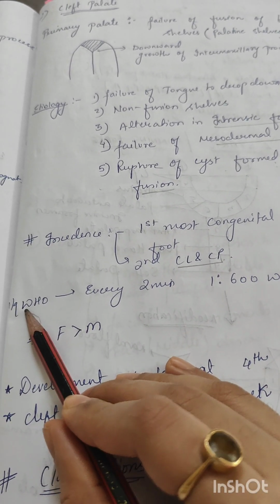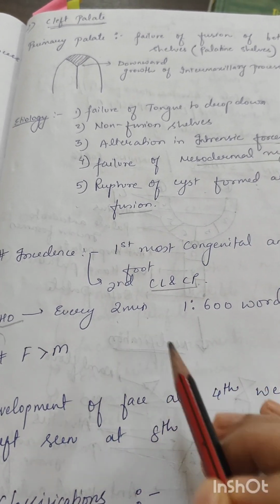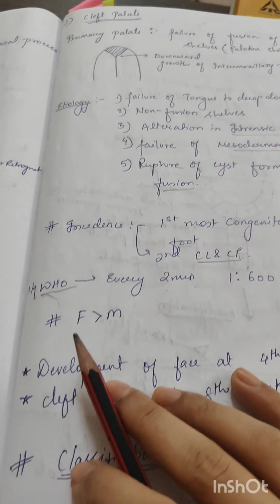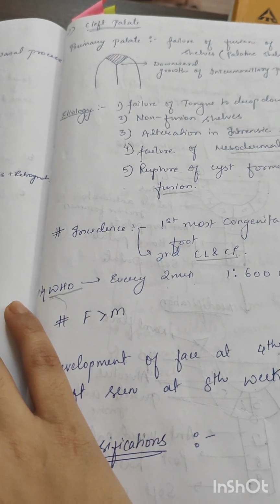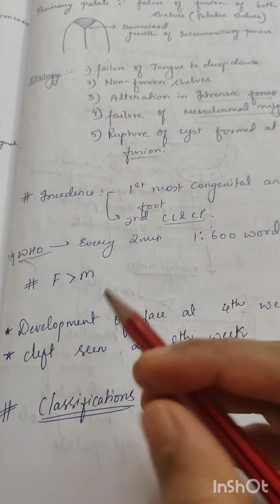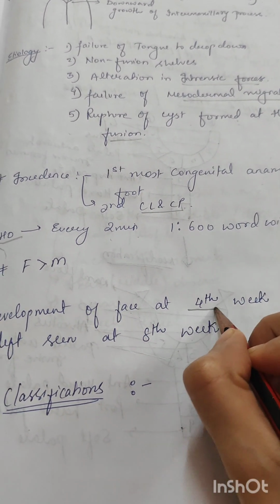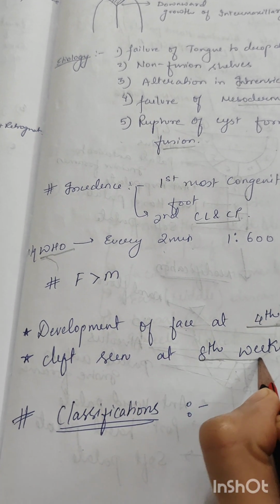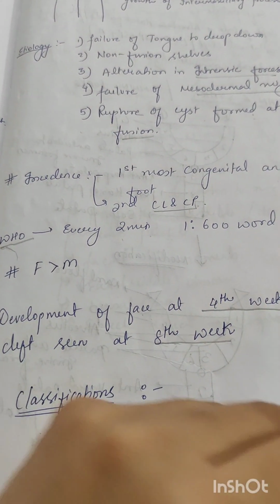According to WHO, every 2 minutes, 1 in 600 worldwide, cleft lip and palate patients are seen. Cleft lip is more common in males, cleft palate is more common in females. Okay, development of the face occurs at the 4th week of intrauterine life, and cleft is seen in the 8th week. Now coming on to the classification.